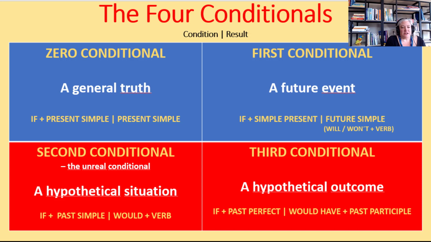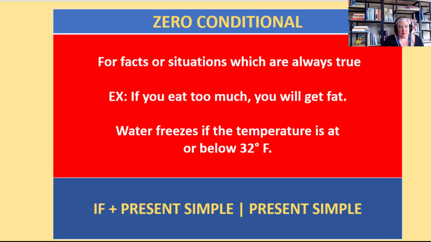The second conditional, or the unreal conditional, is about a hypothetical situation. We have if plus past simple on one side, would plus the verb on the other. The third conditional is about a hypothetical outcome. On the one side of the equation, we have if plus the past perfect. On the other side of the equation, would have plus the past participle.